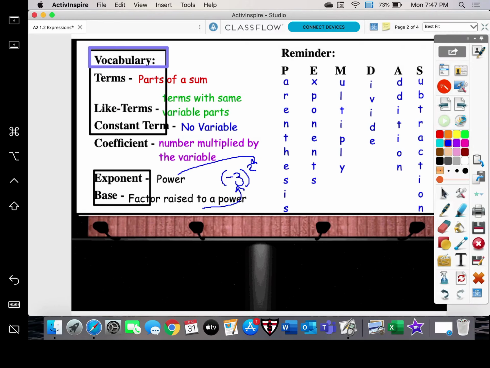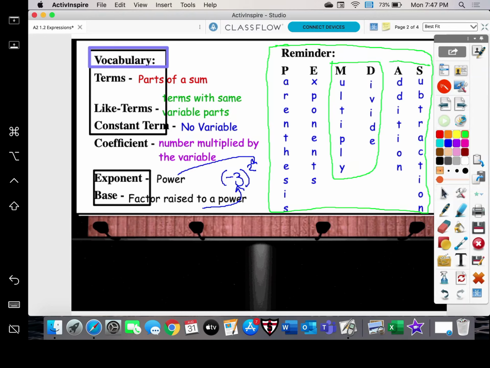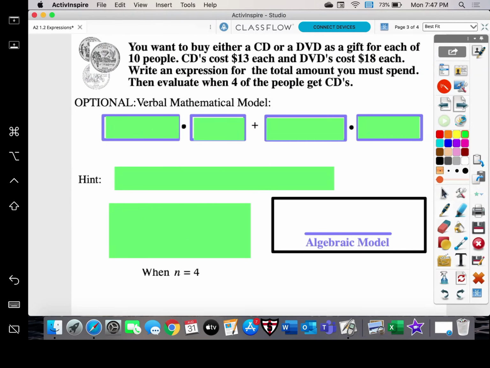Okay, there's your friendly reminder over here about order of operations. PEMDAS is probably something you've seen before, but that reminds you what order to do your operations in. Good to point out, multiplication and division are from left to right, as are addition and subtraction. That's a really common mistake people make. Always do those from left to right, not multiplication then division.